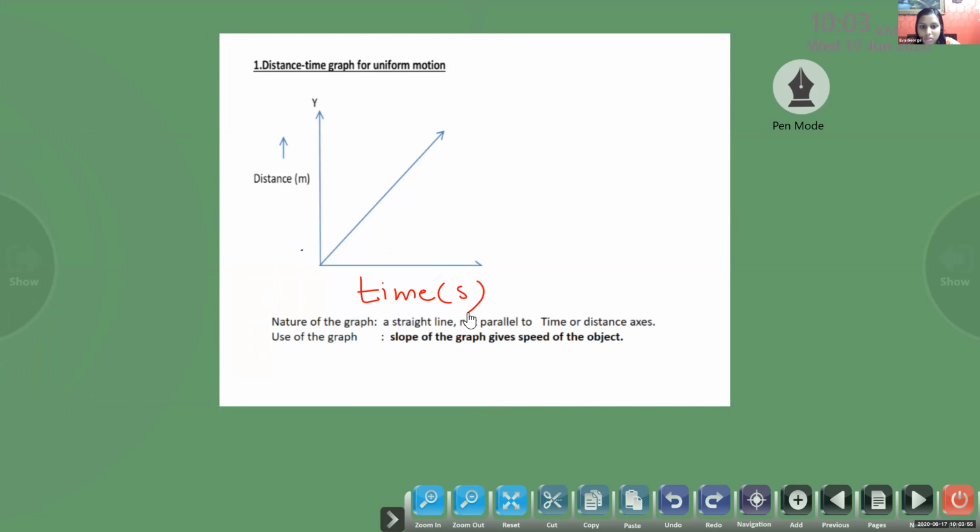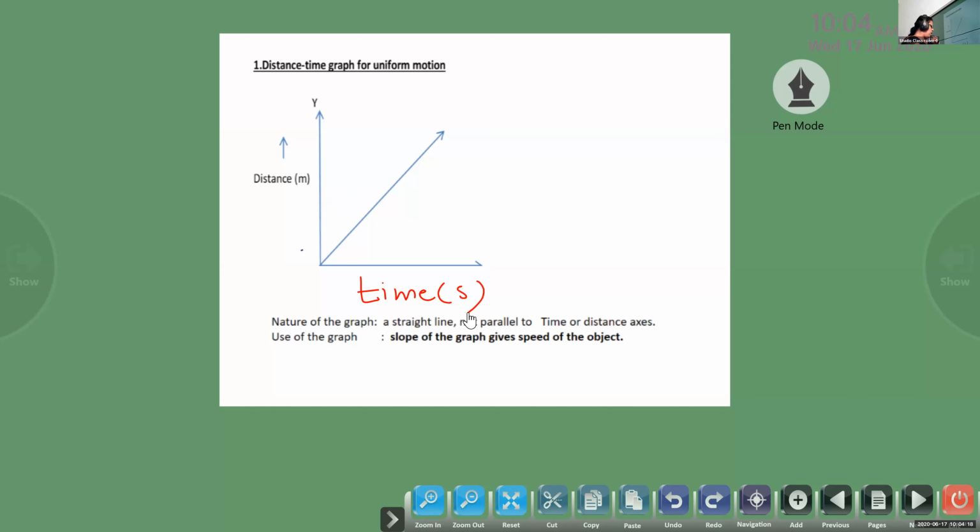Now just understand what the nature of the graph is. If I give a graph like this and ask what's the nature of the graph, your answer should be: the graph indicates uniform motion, a straight line not parallel to time or distance axis. Like that, you should give me the answer.